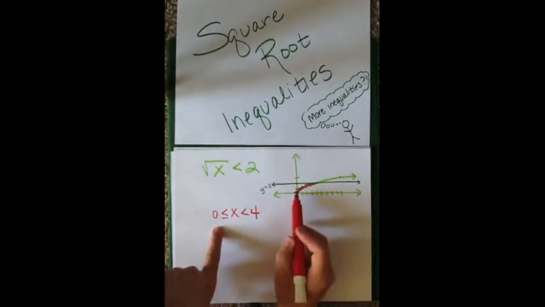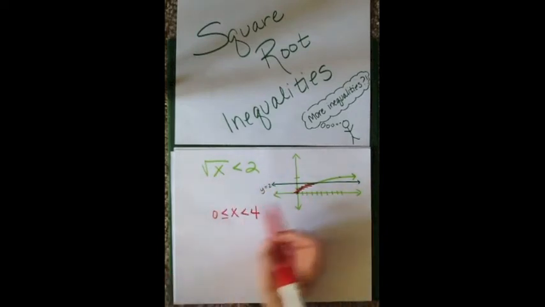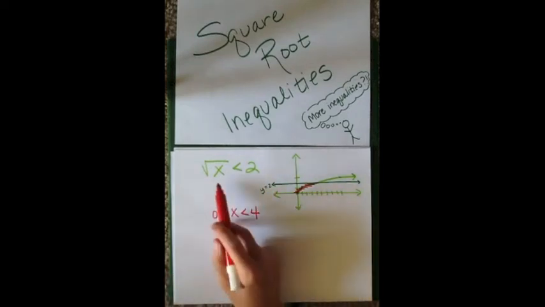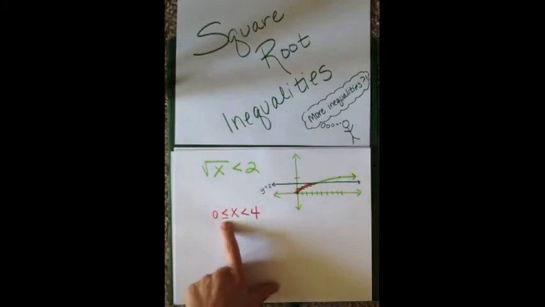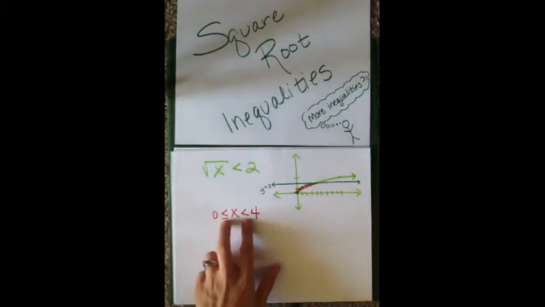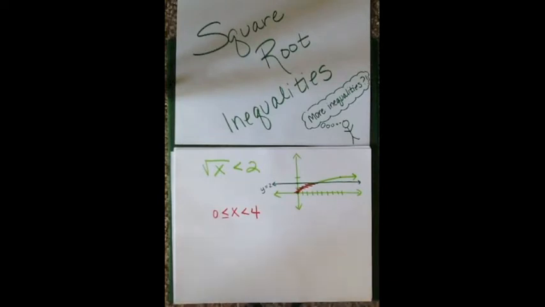And then I said it had to stop at 0 because that's where the domain of our parent function stops. But it can actually equal 0. If I were to plug in 0, I get square root of 0, which is 0, and that is less than 2, so it works. And that's why this one is included, but this one is not. So with square root inequalities, your symbols aren't always going to be the same like they were for absolute value inequalities and some of the other ones that you've dealt with.